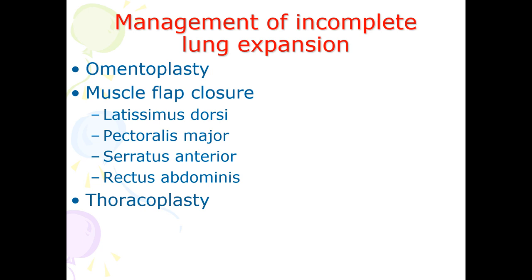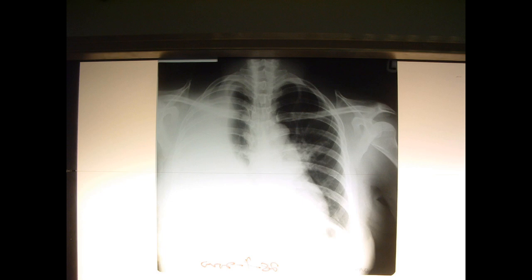Management of incomplete lung expansion: omentoplasty, muscle flap closure, latissimus dorsi, pectoralis major, serratus anterior, rectus abdominis, and thoracoplasty. This is a patient with an empyema.